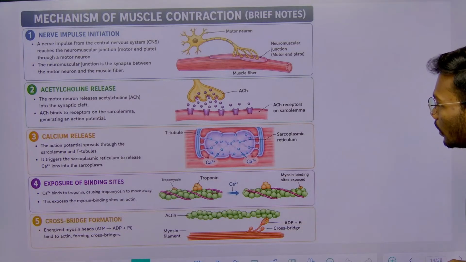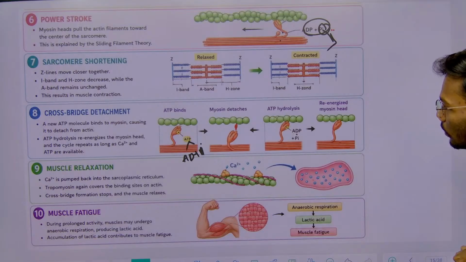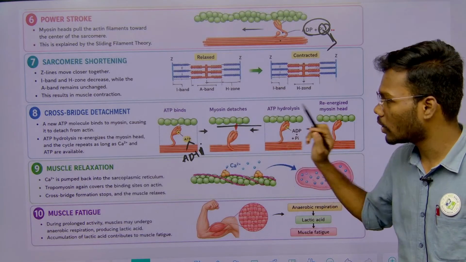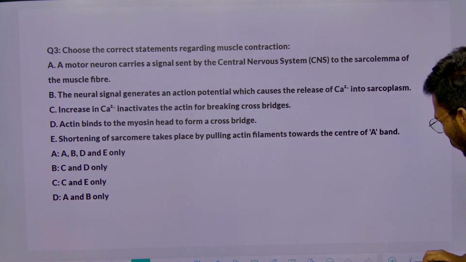Right? Power stroke will happen. So here it is not there. So after the power stroke, again new ATP will come and myosin will be detached. So that was the second round of the cycle, right?